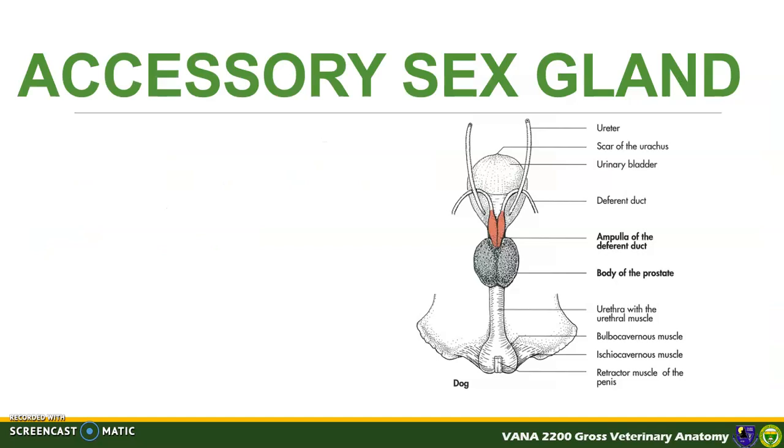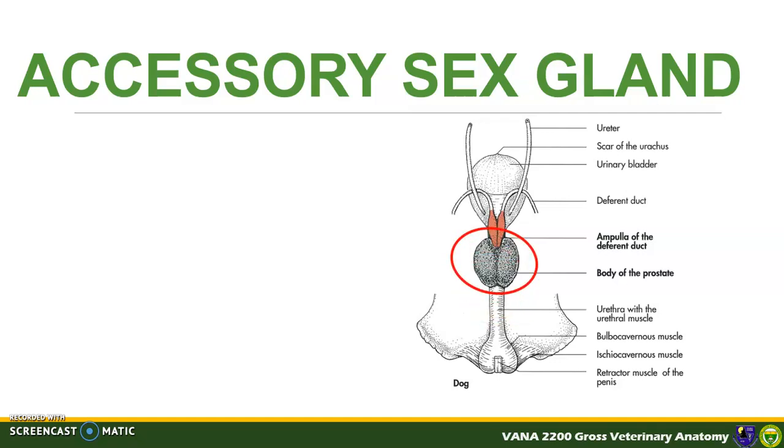The accessory sex glands add liquid portion to the ejaculate. It provides around 95 to 98% of the total ejaculate volume. In most domestic animals, there are 4 known accessory sex glands that include the prostate gland, the bulbourethral gland, the vesicular gland, and the ampullary gland. However, in dogs, only the prostate gland is present. Other references indicate the presence of the ampullary gland.